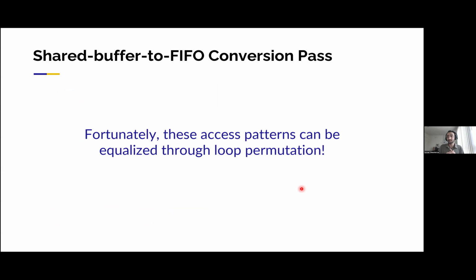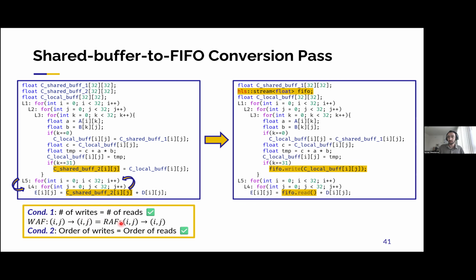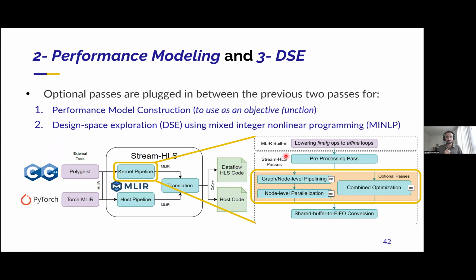However, fortunately, these access patterns can be equalized through the loop permutation that we just discussed. So if we just permute these two loops, the first condition is already satisfied from the previous step, and now the write access function equals the read access function, and the second condition is satisfied. Now we can safely replace this shared buffer with a FIFO. And this will ensure that this operation can start before this operation ends. And this takes us to the next step, which is the code transformations and design space exploration.